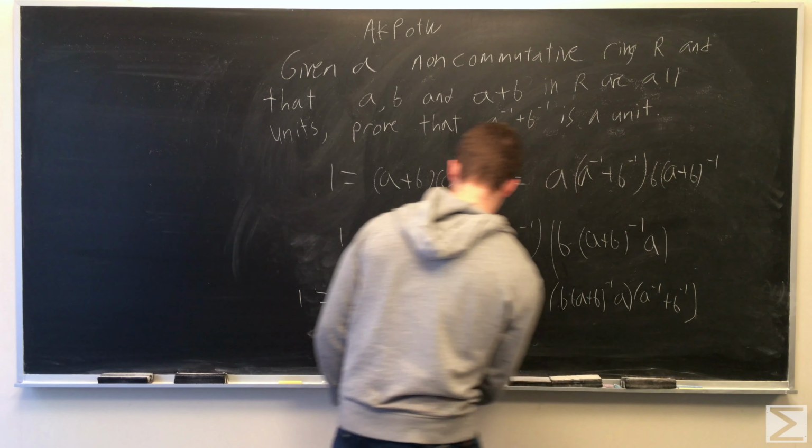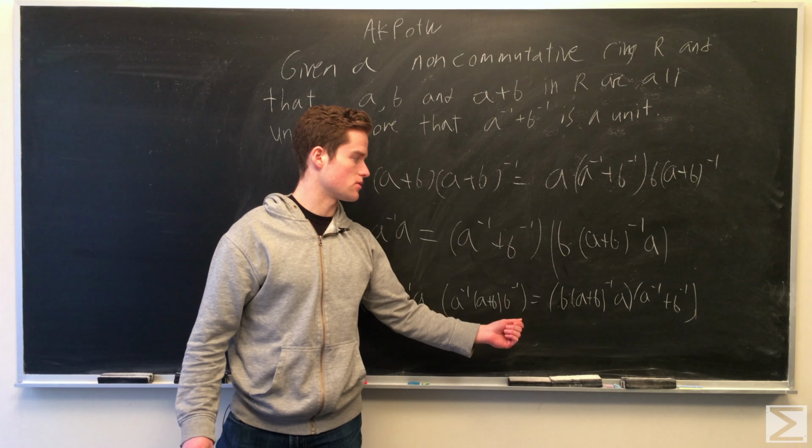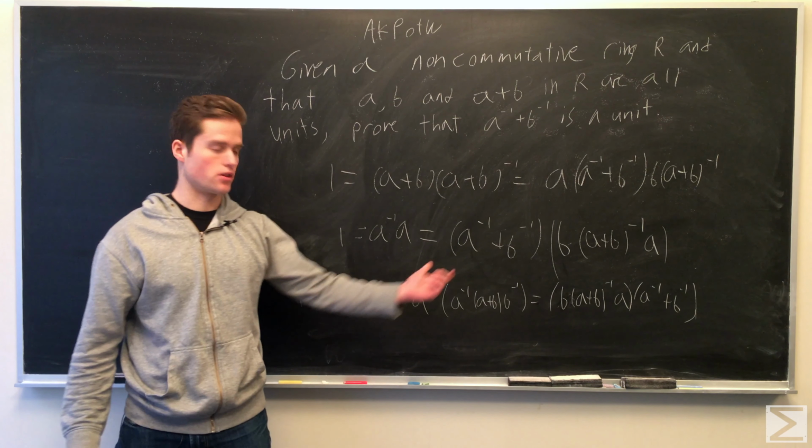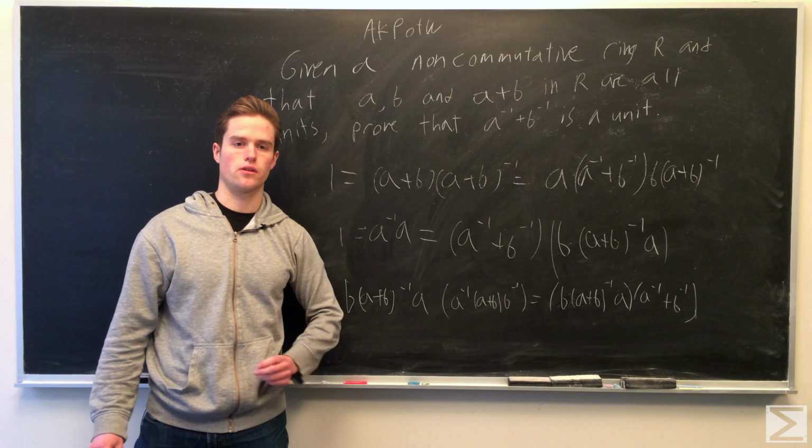and so from this we have our left inverse, which is the same as our right inverse. And so this shows that A inverse plus B inverse, in fact, has a left and right inverse, and so it's a unit in our non-commutative ring.